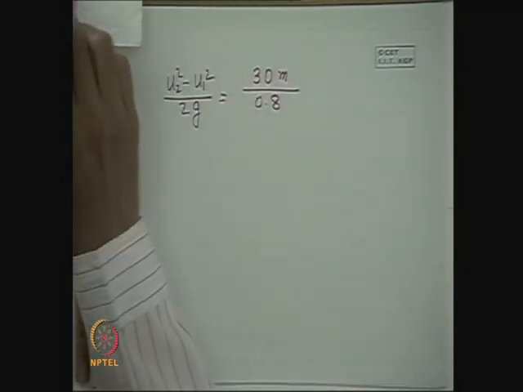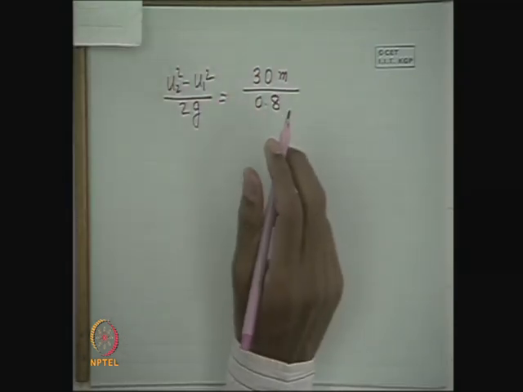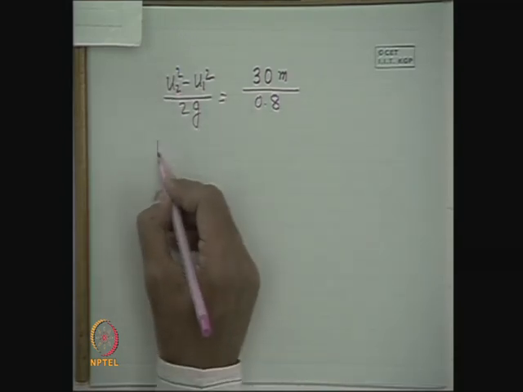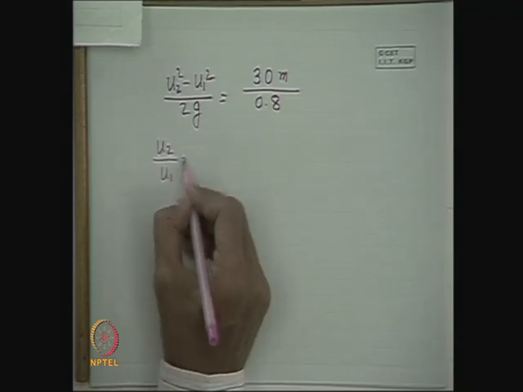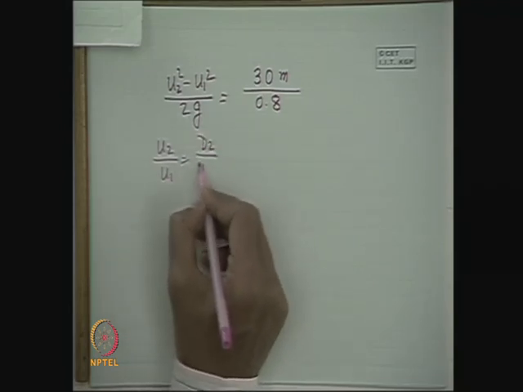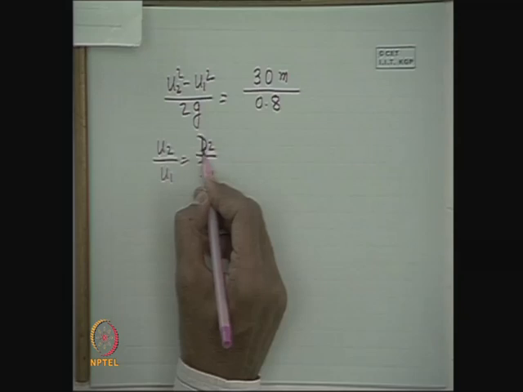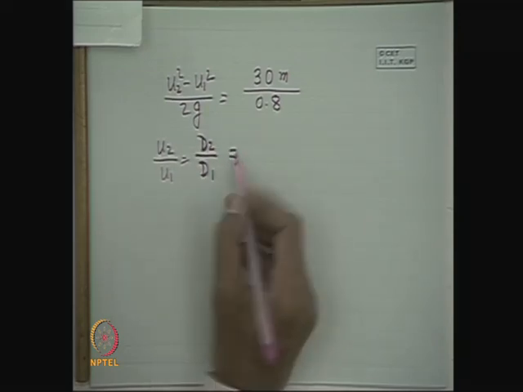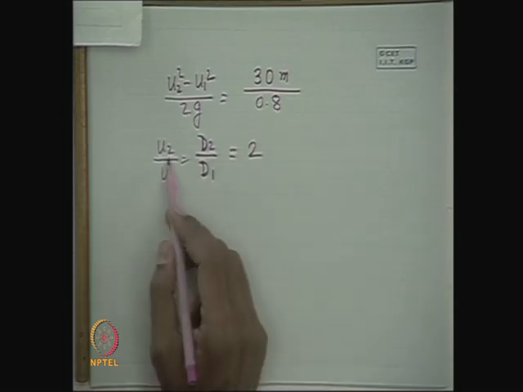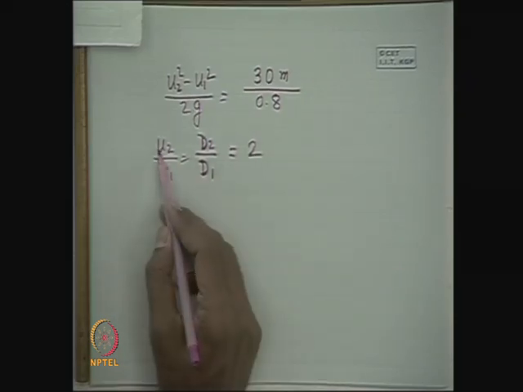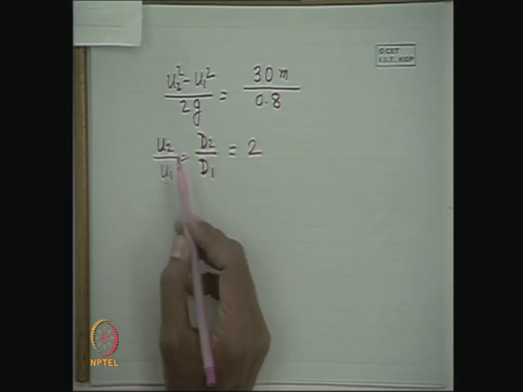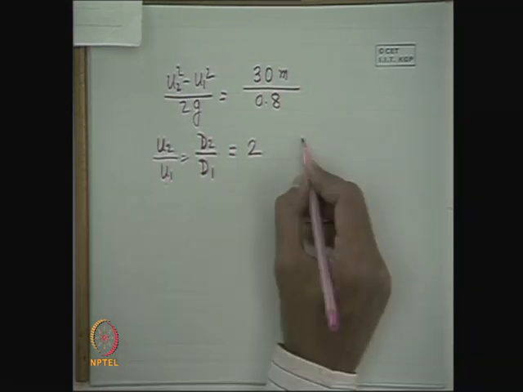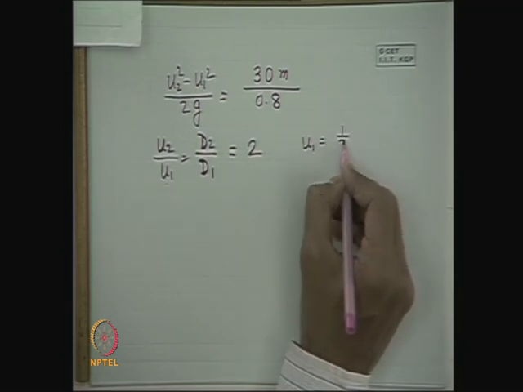Now, according to the problem, the impeller inner diameter is half of the outer diameter. That means you can write that U2 by U1 is D2 by D1, where D2 is the impeller diameter or the outside diameter of the impeller blade and D1 is the inside diameter of the impeller blade. So, D2 by D1 is 2, given. So, U2 by U1 is 2; U2 is the impeller blade velocity at the outlet and U1 is the impeller blade velocity at the inlet. Therefore, we can write U1 is half U2.